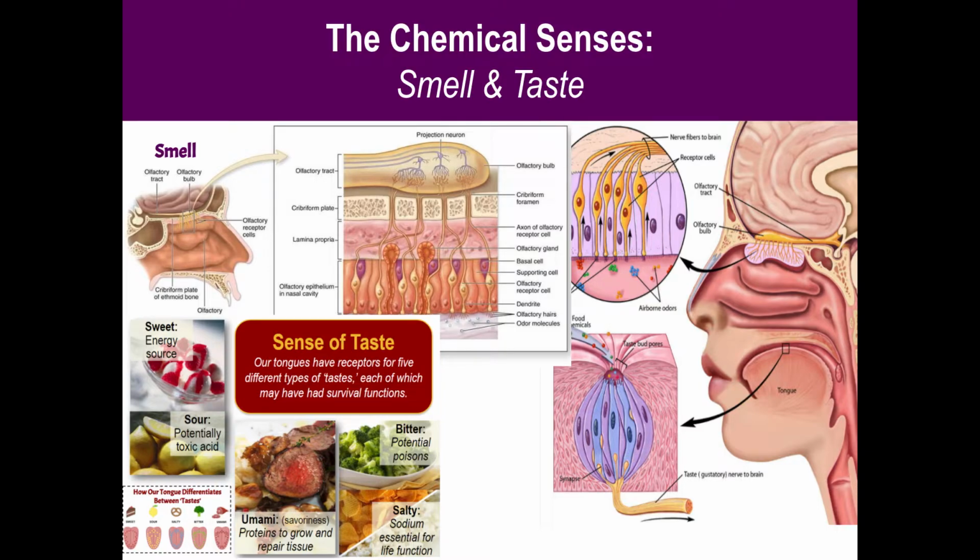Smell is a shortcut sense, so that's what you definitely need to know about smell: it skips the thalamus and instead goes straight to the olfactory bulb. And that's why you can have some of the strongest memories connected to it, because it's not first filtered through the thalamus.